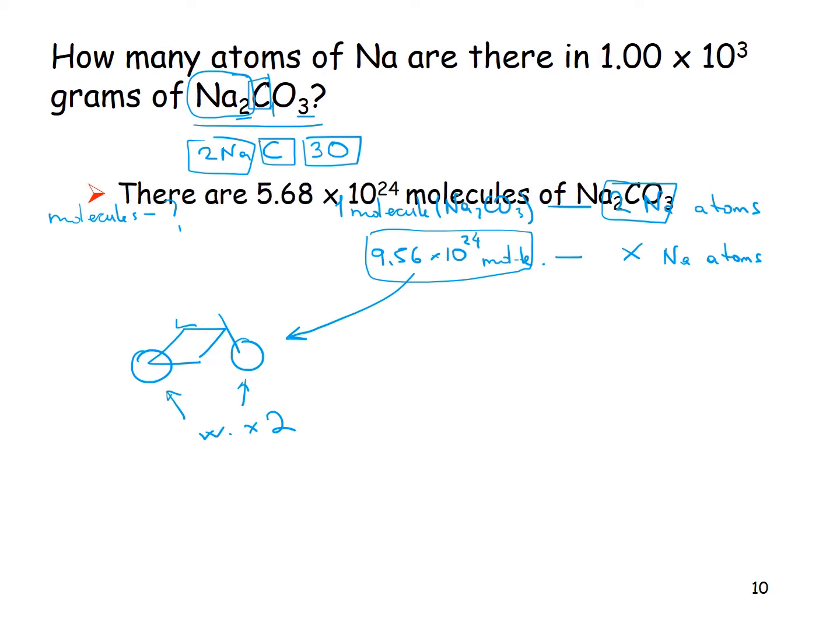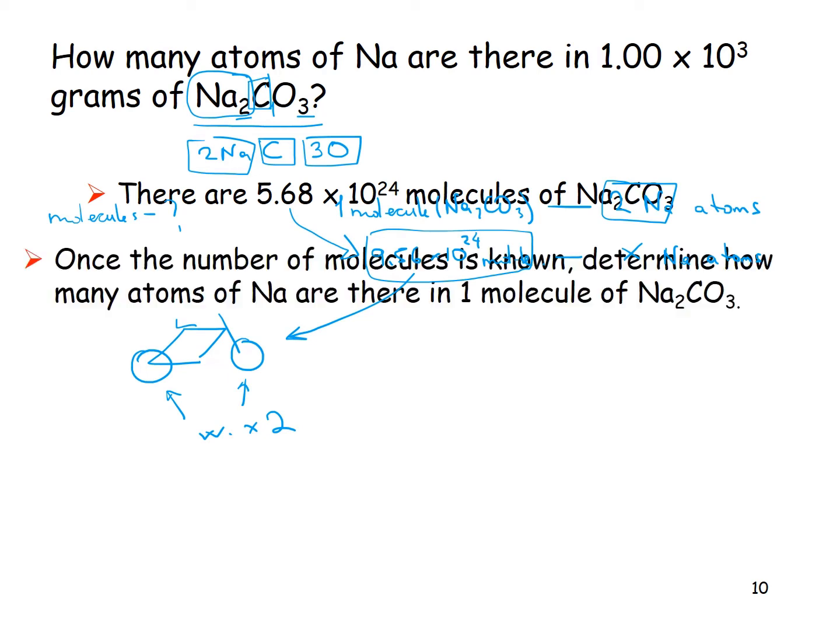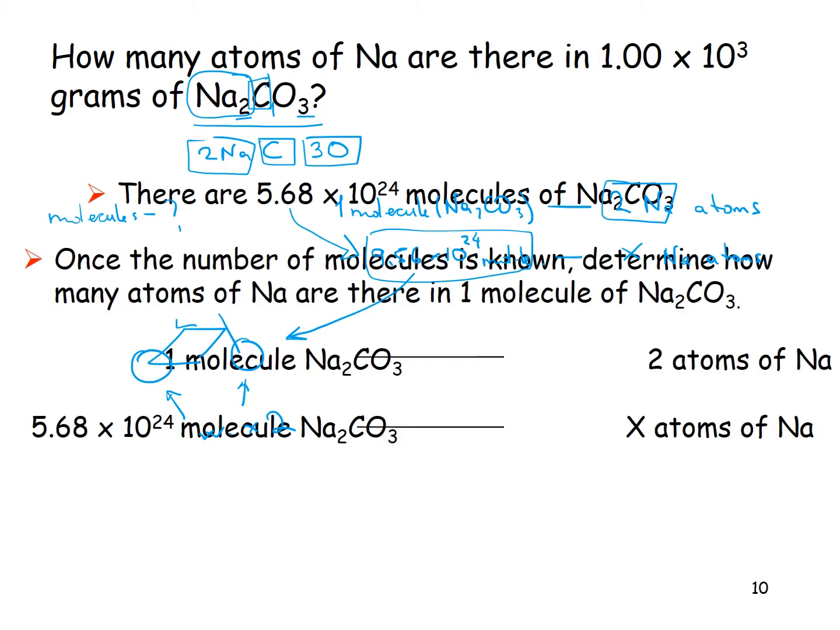Okay, I didn't remember this number correctly. So it was 5.68, but it doesn't change anything. You just use this number here instead of 9.56. Okay, so multiplying by 2, and that should be 1.14 times 10 to the 25 atoms of the sodium atom.